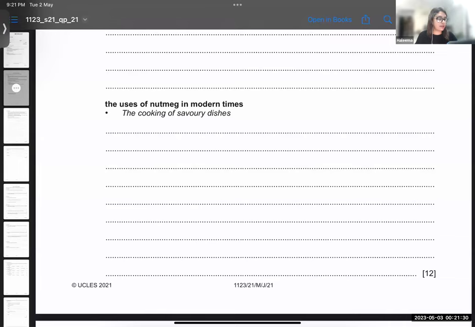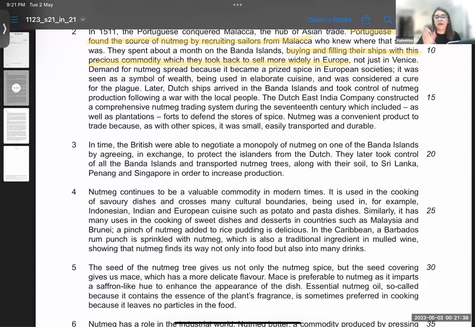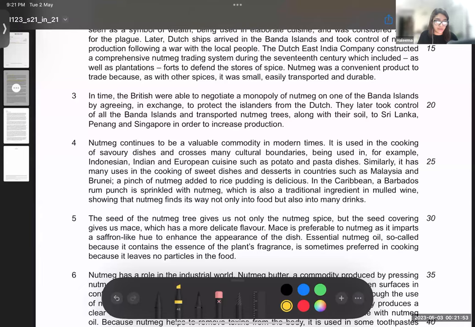One thing I would like to point out is that when you are highlighting uses, there are going to be parts within the passage where you're given examples. Examples don't count as a content point. One such example: if you look at this line, it has many uses in cooking of sweet dishes and desserts in countries such as Malaysia and Brunei. This is a content point. A pinch of nutmeg added to rice pudding is delicious. This is not a content point, because this is not a fact about the use of nutmeg.